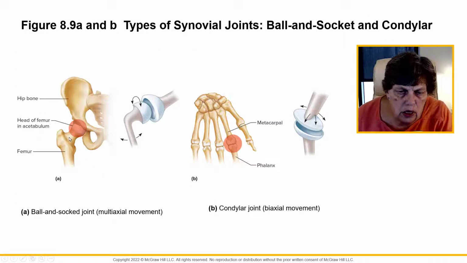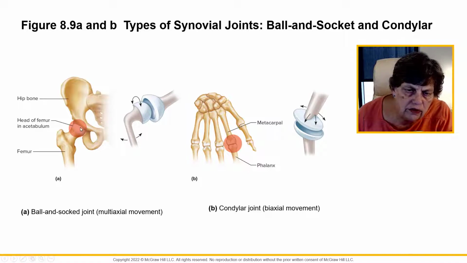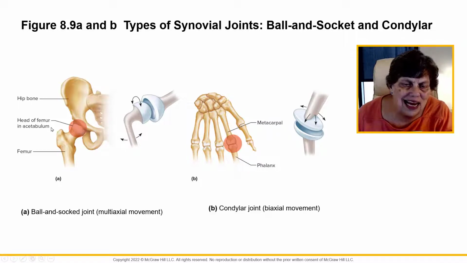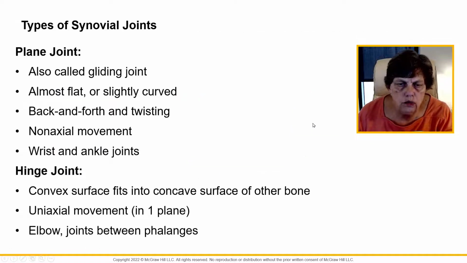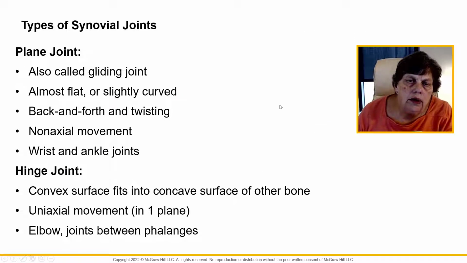So you can see this ball and socket. There's the head of the femur fitting into the socket, which is the acetabulum. And you've got a lot of range of motion here. You can see that rotation. The condylar joint you can see right here between the phalange and the metacarpal, and you can see those 2 motions.